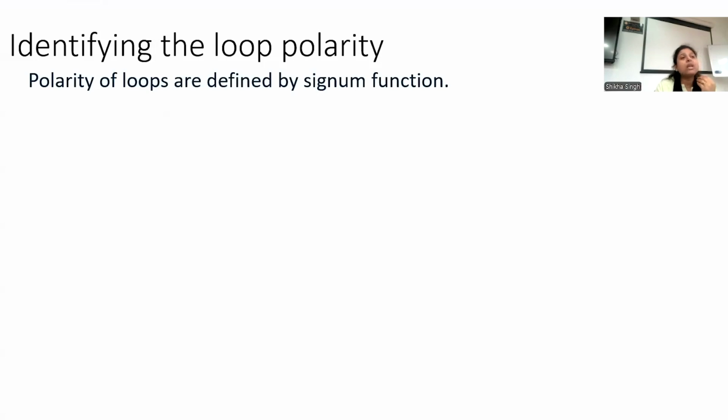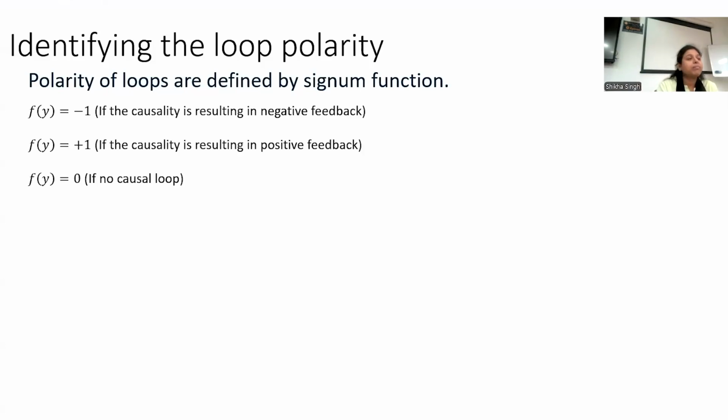we usually utilize the signum function in systems. The signum function and the sigmoid function, these two are different. In the sigmoid function, we get 0 and 1 only. But in the signum function, we get -1, 0 and +1. So the polarity you may identify: if the causality is resulting in negative feedback, we will put it down as -1. If x is -1, the whole function is resulting in -1.